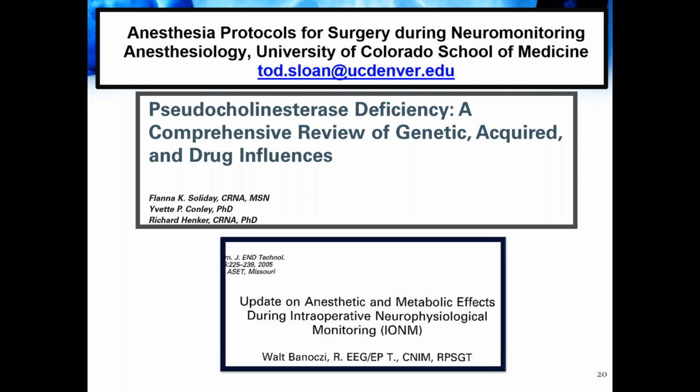And then the other article that I highly recommend everybody read is an article written by Walt Benozzi on anesthetic and metabolic effects. And what I like about that article is it not only talks about the medication, but it also talks about vitals. At what point would temperature make a difference? At what point would cerebral blood flow have an impact on our responses? So I highly recommend these articles for those taking their CNIM exam.